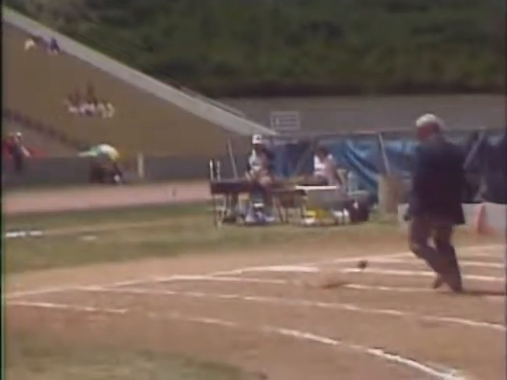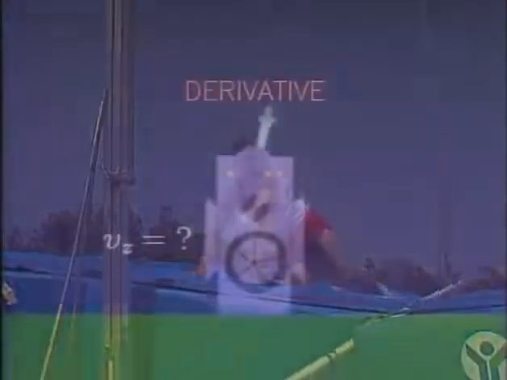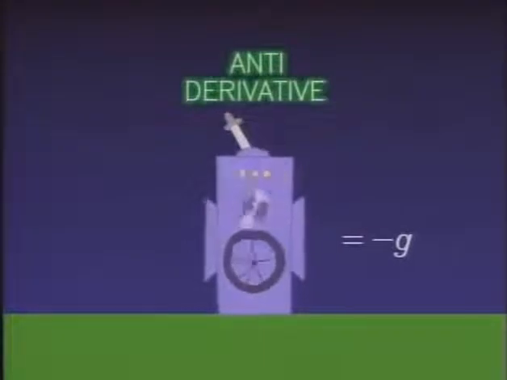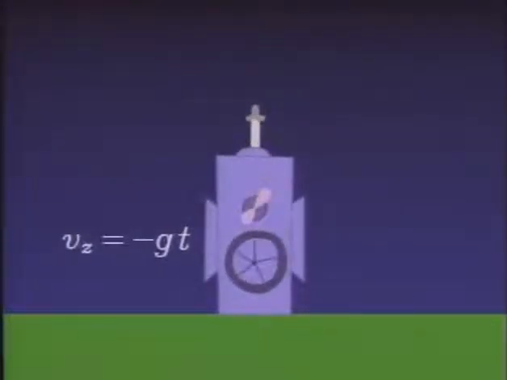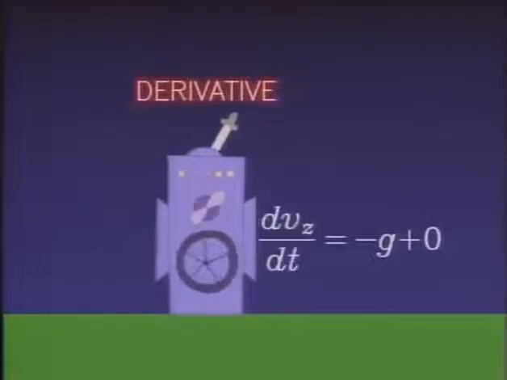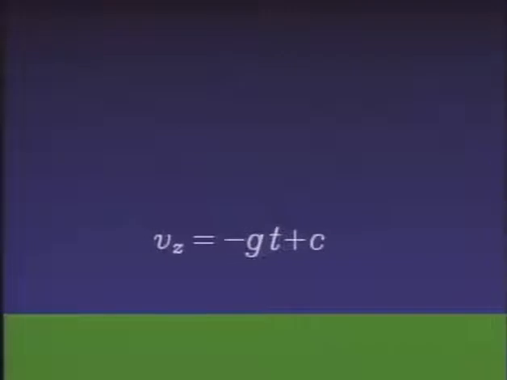However, the vertical component of velocity is changing at a rate equal to -g. The derivative of vertical speed with respect to time is -g, not 0. What function has the derivative -g? -gt is one answer, but -gt plus any constant is also an answer, since the derivative of a constant is 0. What's the meaning of the constant?